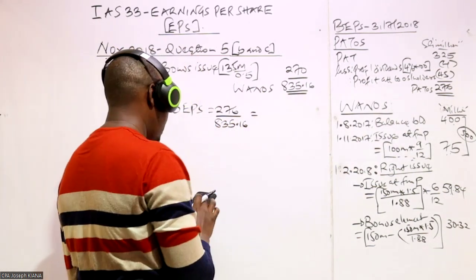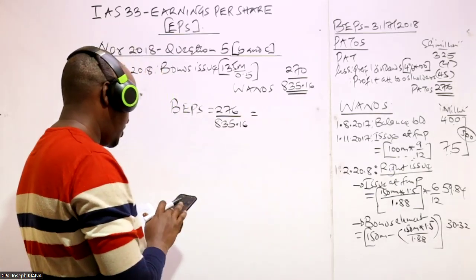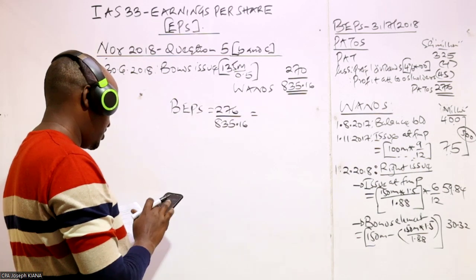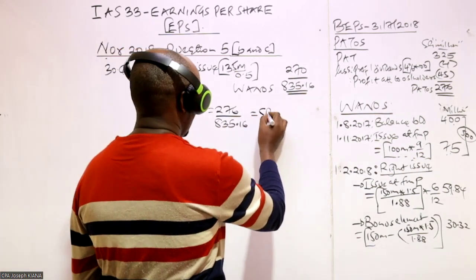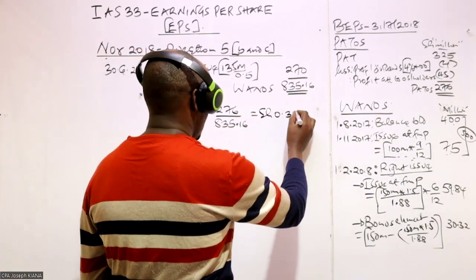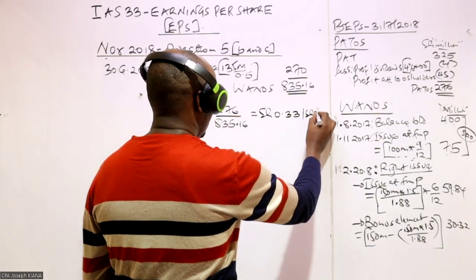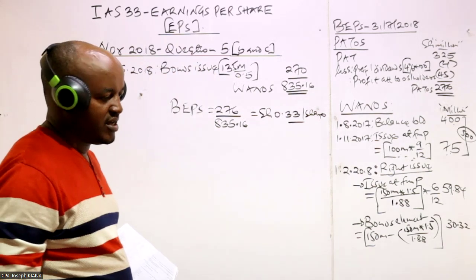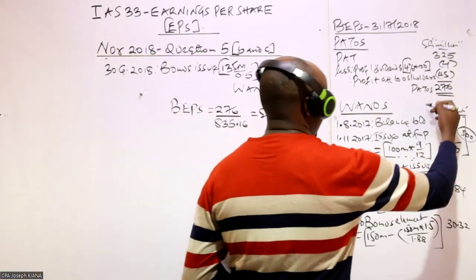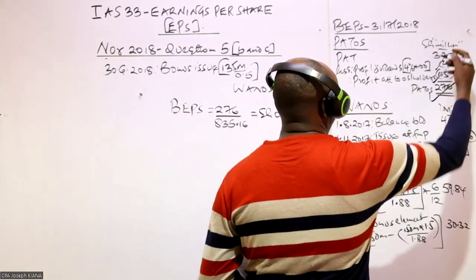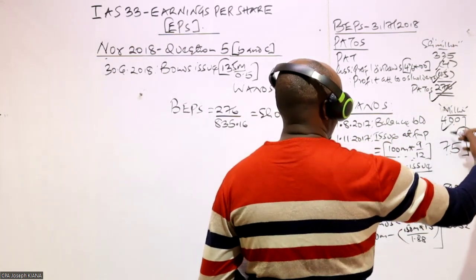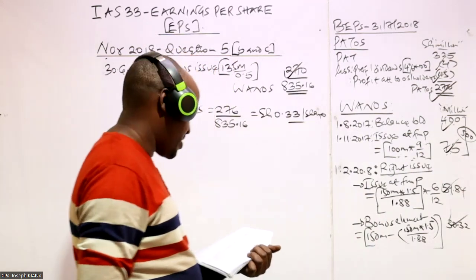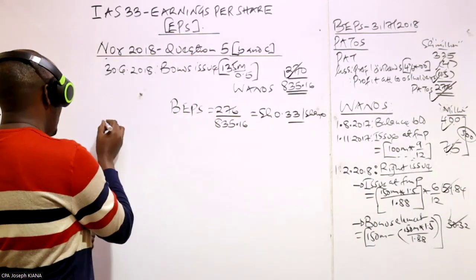And this will give us what? So we have 276 divided by 835.16, which will give us 0.33 shillings per share. So basically that is it. That is what was required. And equally what is marked in such a question is the computation of PATOS, and also the computation of the weighted average number of ordinary shares. So we are through with Roman 1.